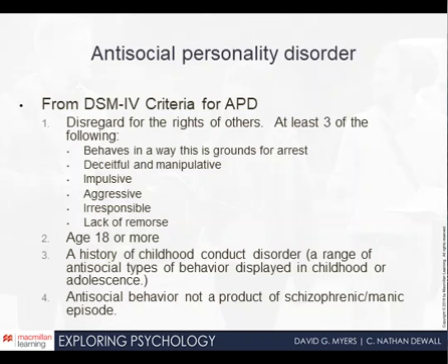Age 18 or above, a history of childhood conduct disorder, antisocial behavior, not a product of schizophrenic or manic episode. That last one there is saying they can be antisocial, but it's antisocial not because of them suffering from another disorder like schizophrenic or some sort of manic depressive episode. Here, it's just by itself. So this would be some of the criteria that we would see with somebody that would be designated as an antisocial personality disorder.